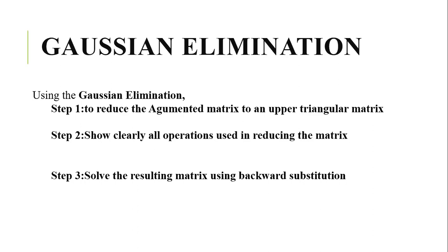Like I said, there are 3 main operations. We can multiply a row by a non-zero constant, we can add a multiple of another row to a given row to reduce it, or we can swap two rows. Here we are adding a non-zero constant of row 1 to row 2 by subtraction. Then step 3, you have to solve the resulting matrix using backward substitution.